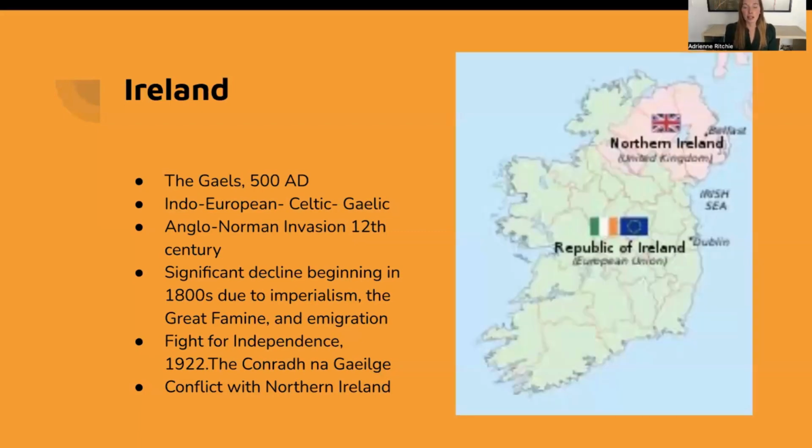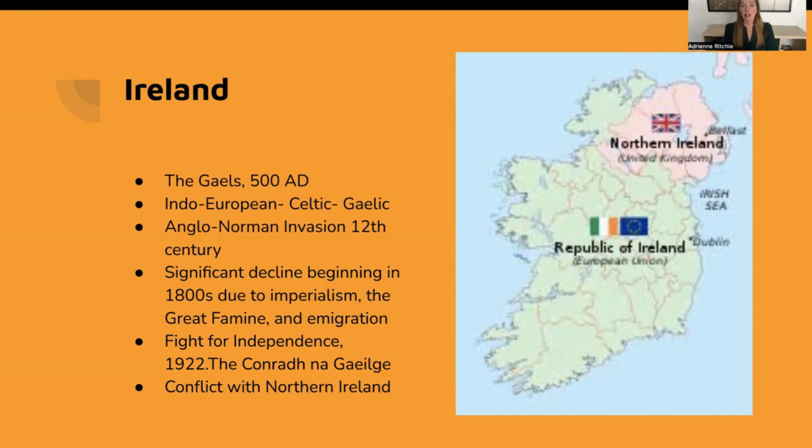Okay, so Ireland, as most of you know, is an island off the coast of Great Britain. And the Gaelic people, or the Gaels, date back to 500 AD. All throughout their history from the 12th century, there has been conflict with England, beginning with the Anglo-Norman invasion. The Irish language is from the Gaelic Celtic Indo-European branch.